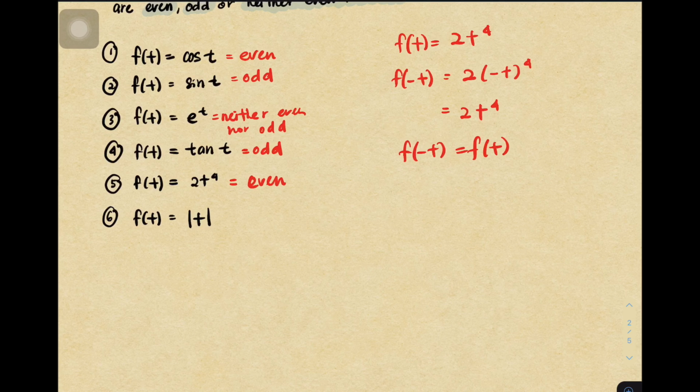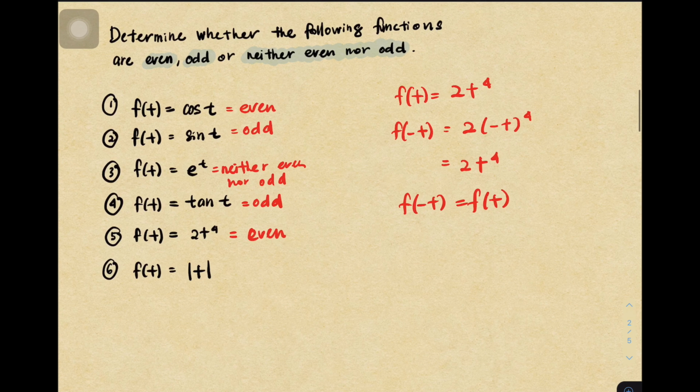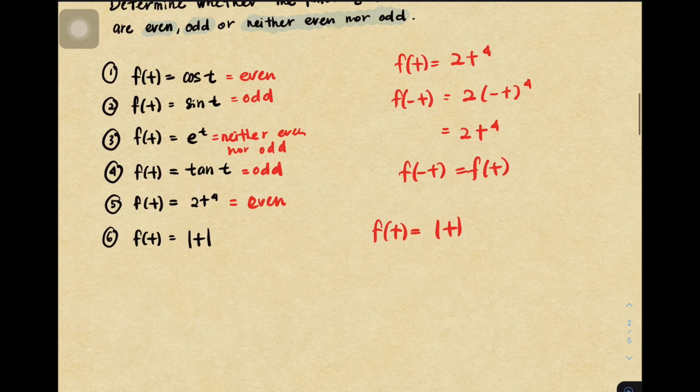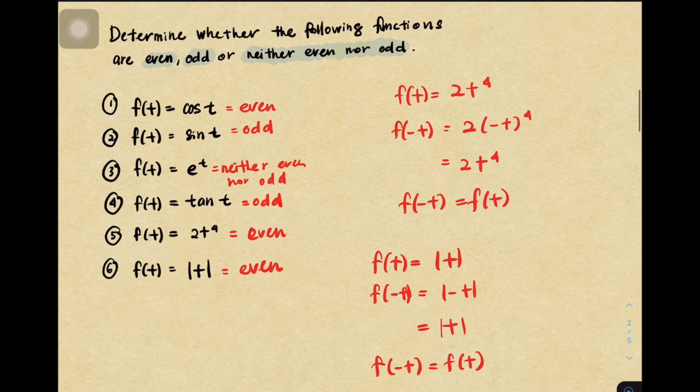Okay, and the last one here, you have f(t) equal to modulus t. So let's substitute our t with negative t. So what you have here is f(-t) equal to modulus of negative t, which gives you back the positive t. So your f(-t) is equal to your f(t), which means this one is an even function. So this is how you can determine whether your function is even, odd, or neither even nor odd.